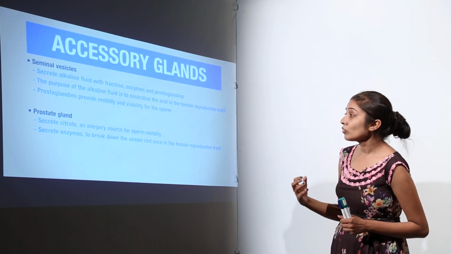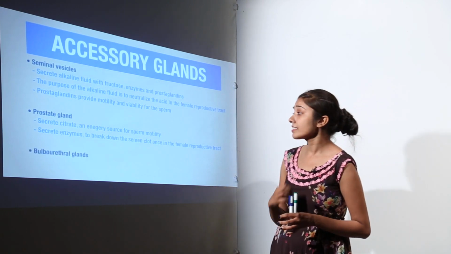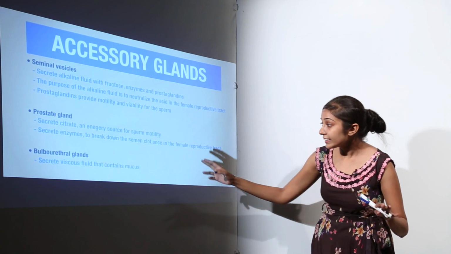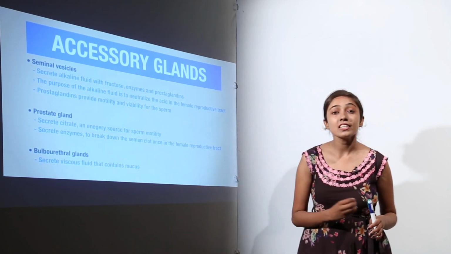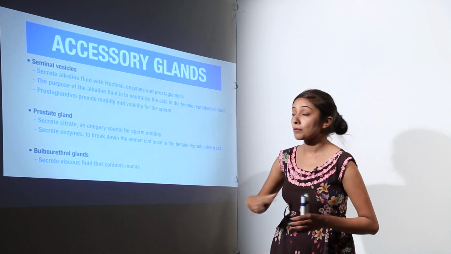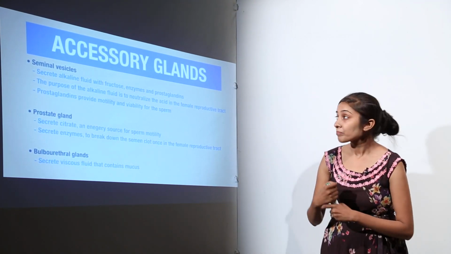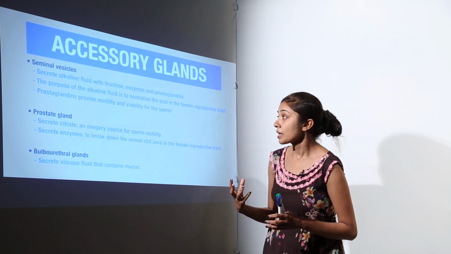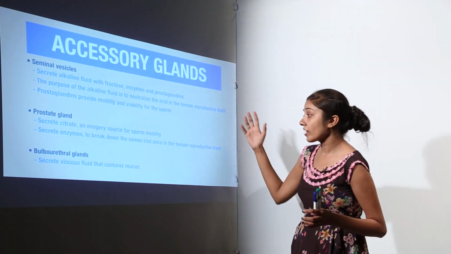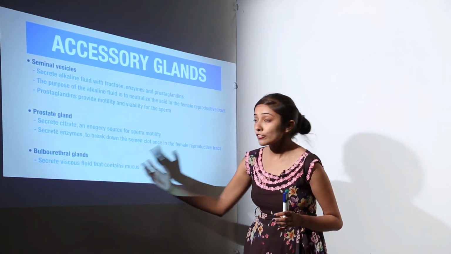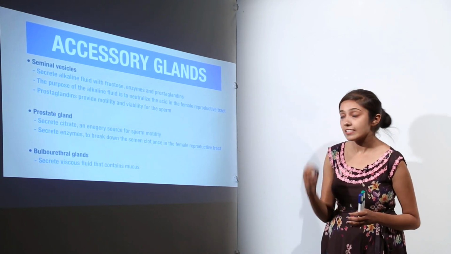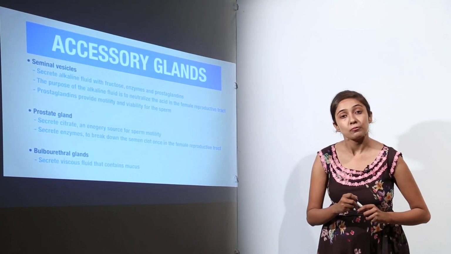Then we also have another glands, that is the bulbourethral glands, or we call them as Cowper's gland. They secrete viscous fluid that contains mucus. Okay. So this is how these accessory glands, the supporting glands, are helping for the passage of the sperms by giving energy, by neutralizing the acid in the female reproductive tract, by secreting viscous fluid that contain mucus, right. So these are the functions of the accessory glands that are there in the male reproductive tract.